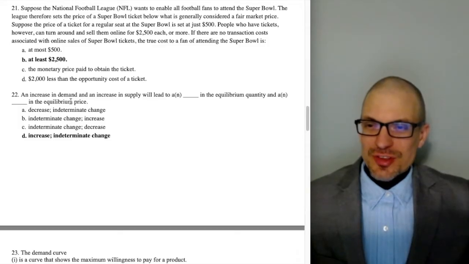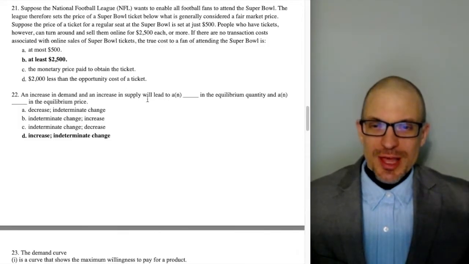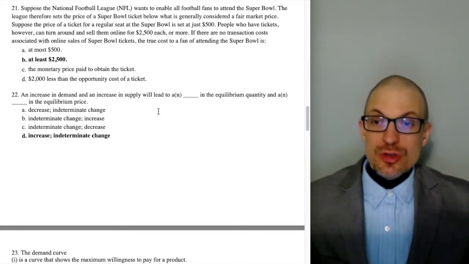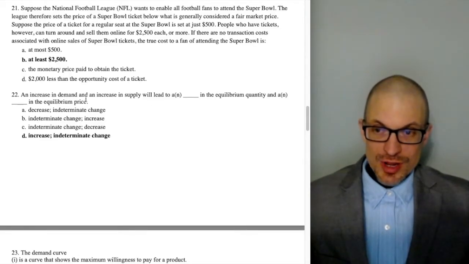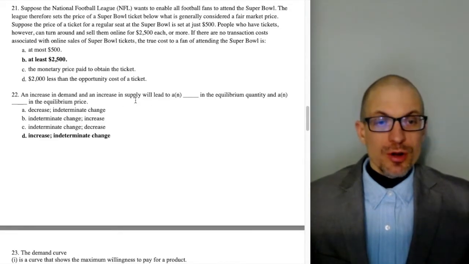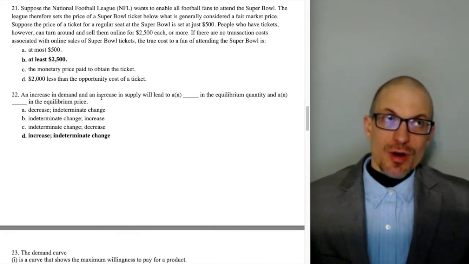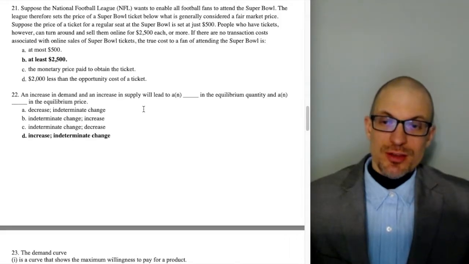Okay, so an increase in demand and an increase in supply will lead to... And we want to know what's going to happen to the equilibrium quantity and the equilibrium price. You could draw this. You could use the big-small method. So you could draw rightward shifts of demand and supply, and in one graph a further rightward shift of demand than supply, and in the other graph a further rightward shift of supply than demand.